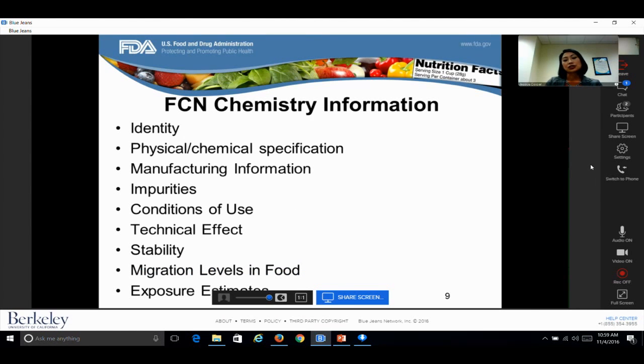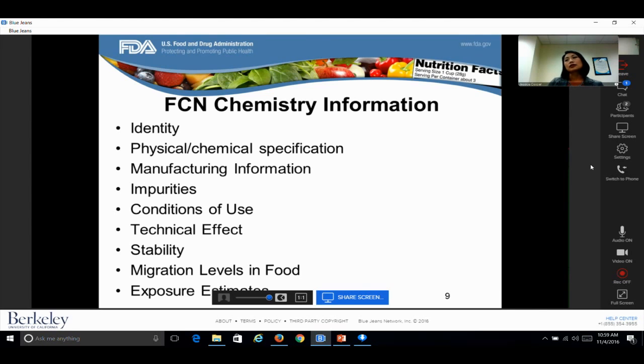So for the chemistry information, we have a long list of the types of information that's needed. First, we have the identity. This is the chemical name of the food contact substance. This must be specific to the food contact substance, and any other information that uniquely identifies it. That includes the physical chemical specifications and the manufacturing information. Also, we have to have a list of the impurities.